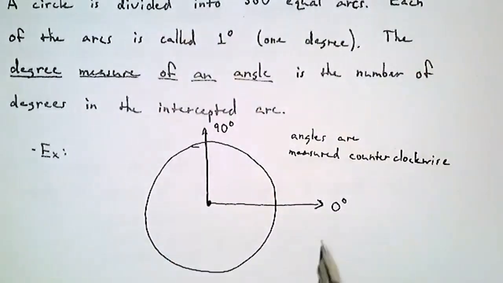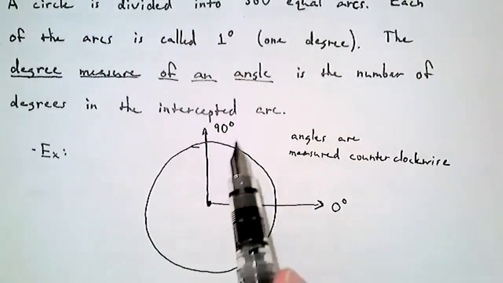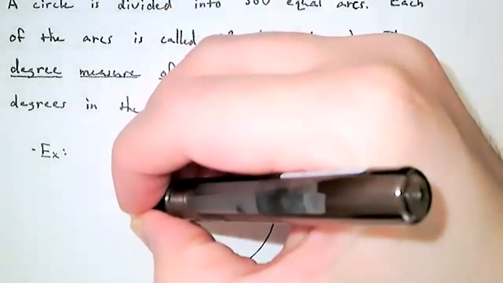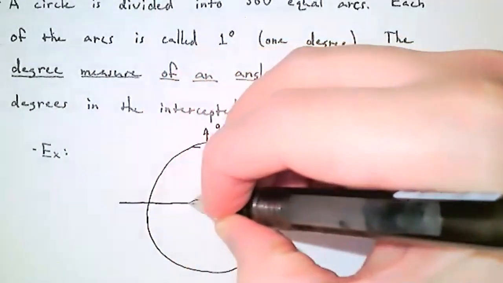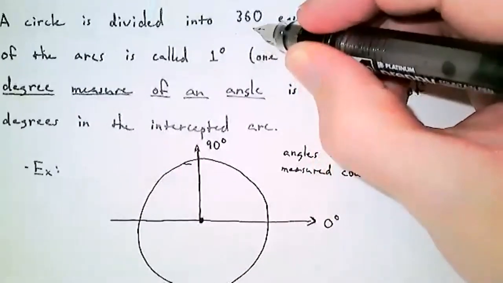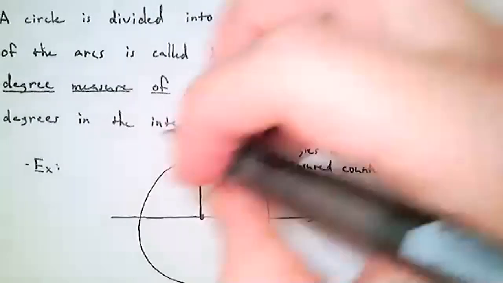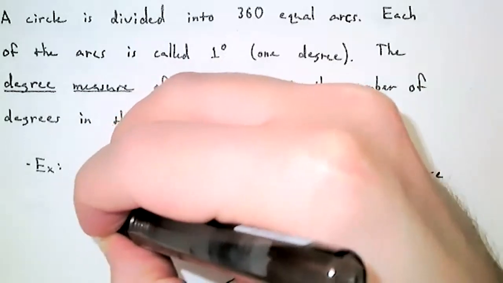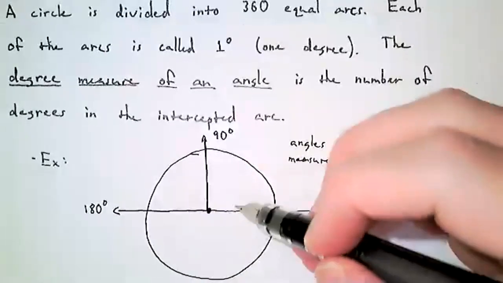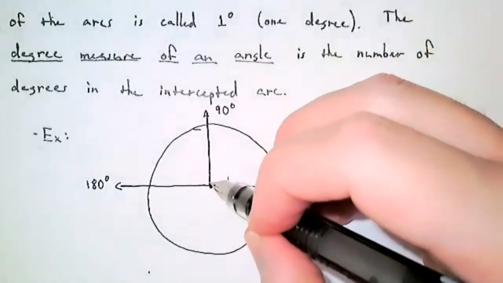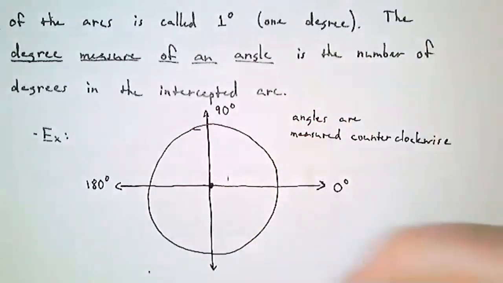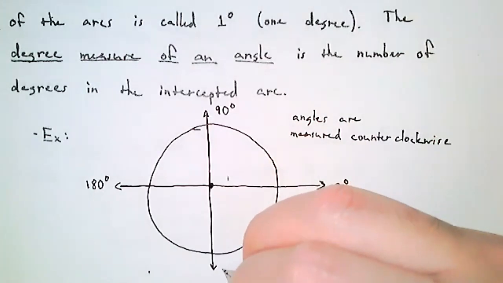Okay. So we have the 0-degree angle, we have a 90-degree angle. If I go another quarter of the way around the circle over here, that means I need to go another 90 degrees, another quarter of the total degrees, to 180. And if I go another quarter of the way, that's straight down, I add another 90 degrees and we end up at 270.